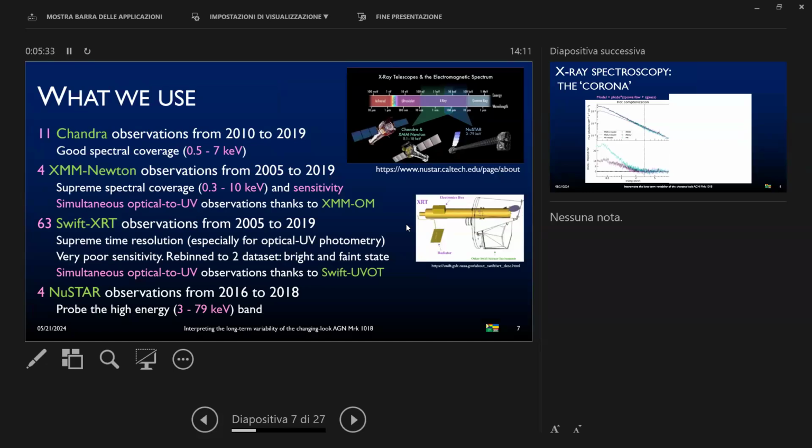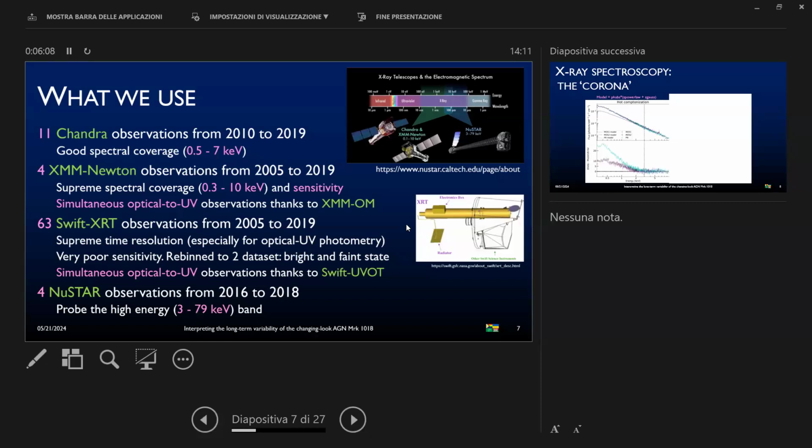We decided to focus on the optical, UV and X-ray bands because, as we said from the beginning, those are the regions in the electromagnetic spectrum where we expect the emission from the innermost region of the AGN to come. So we want to probe the accretion disk and the corona because, given the very short time scale, whatever is causing the variability in Markarian 1080, it's likely related to those regions. And so we use the archival data from Chandra, XMM, Swift, and NuSTAR, because all of them have their strength points and allow us to study different parts of the AGN spectrum.